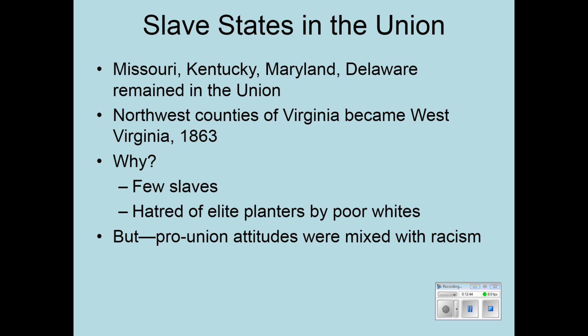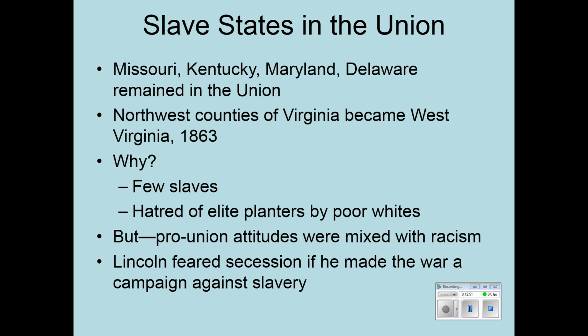And this raises an important point that we'll see when we discuss the Emancipation Proclamation. Lincoln feared secession if he made the war a campaign against slavery. So he's got to be careful. He makes it clear that this is a war to preserve the Union. If he had said this is a war to end slavery, he probably would have lost these slave states in the North and perhaps lost the Civil War.